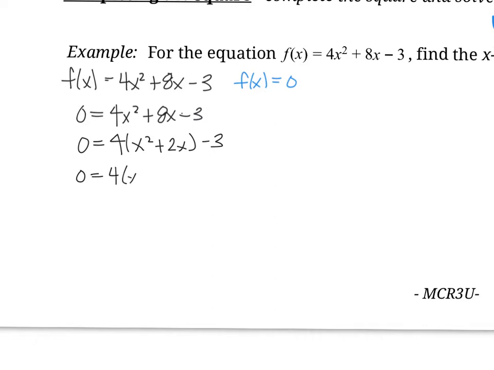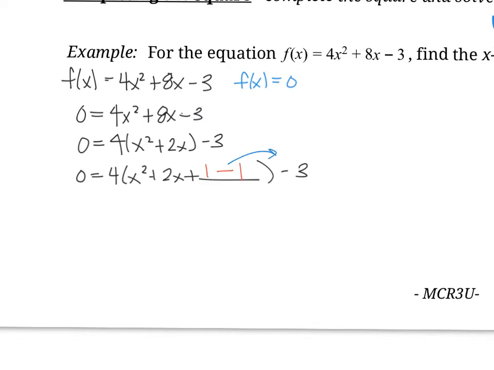Next we're going to complete the perfect square trinomial. So we're going to add something and take it away. Remember our trick, we're going to take this 2, divide it by 2 and square it. So 2 divided by 2 is 1, and 1 squared is 1. So we are going to add 1 and subtract 1, so we're really adding 0.